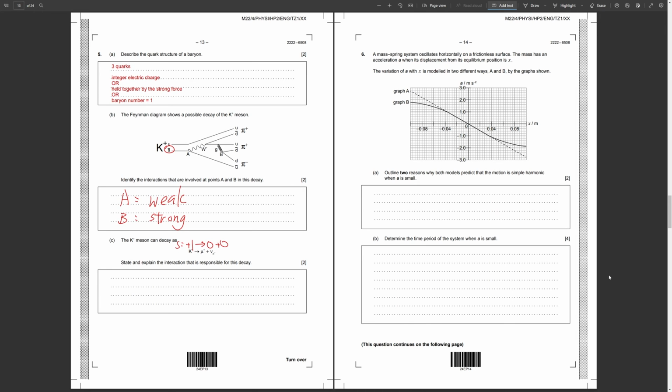Therefore, the conclusion is this must be a weak interaction, because strangeness is not conserved, and this is only possible when there is a weak interaction.